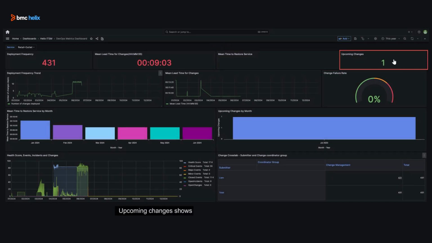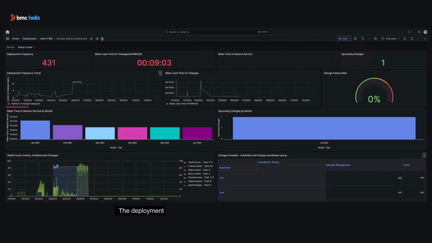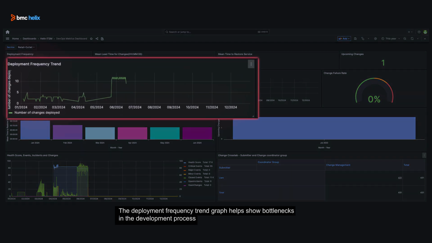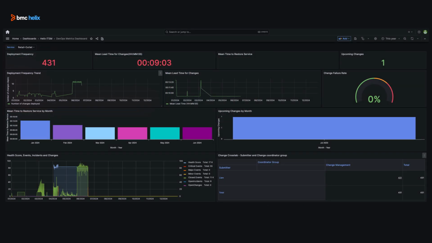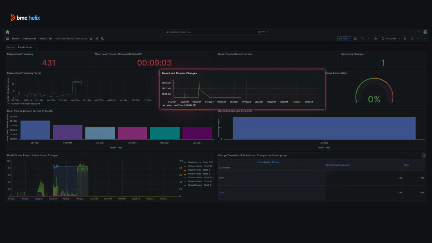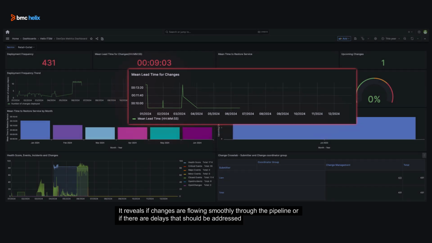Upcoming changes shows planned deployments, allowing for proactive resource allocation, risk assessment, and coordination across teams. The deployment frequency trend graph helps show bottlenecks in the development process. If the trend is declining, it's a signal to investigate and improve efficiency. The mean lead time for change complements the frequency trend. It reveals if changes are flowing smoothly through the pipeline or if there are delays that should be addressed.